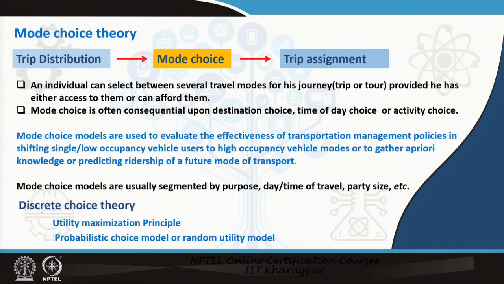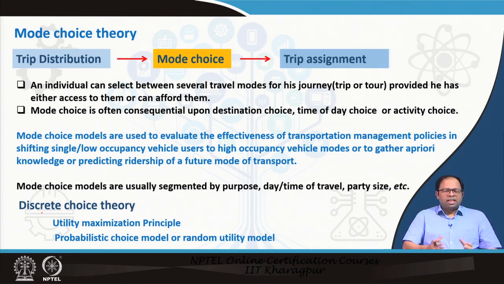So, we know that in the four-step travel demand modeling process, or the transportation planning process, mode choice is the third step. It comes after the trip distribution step and it precedes the trip assignment phase.